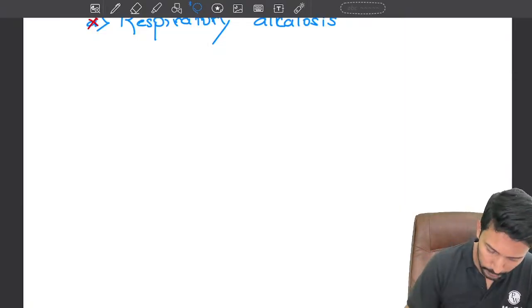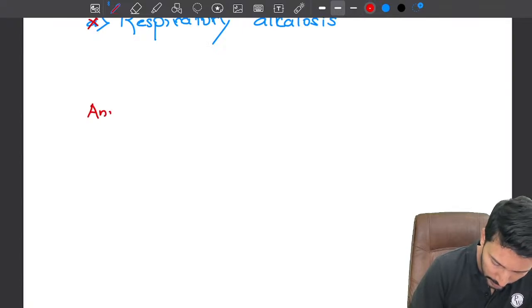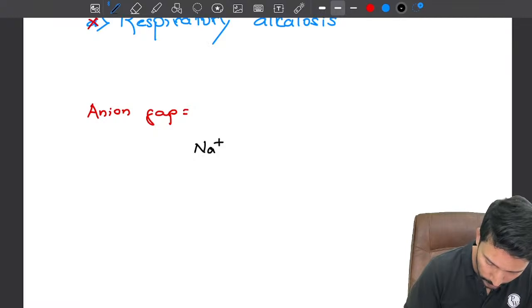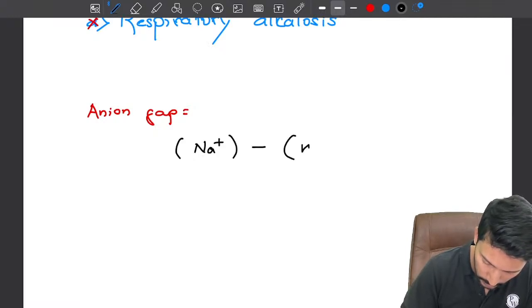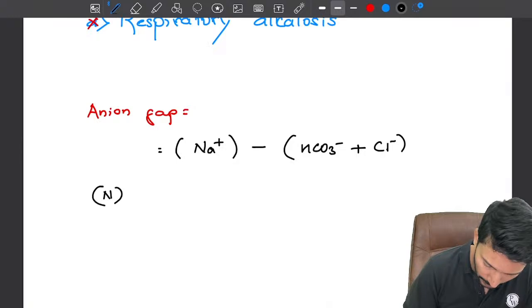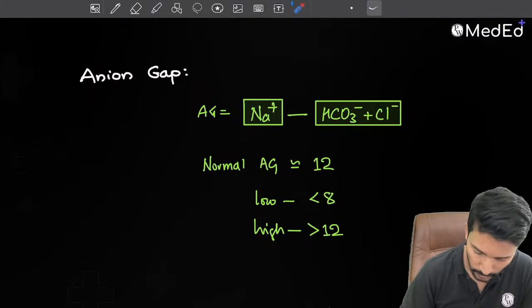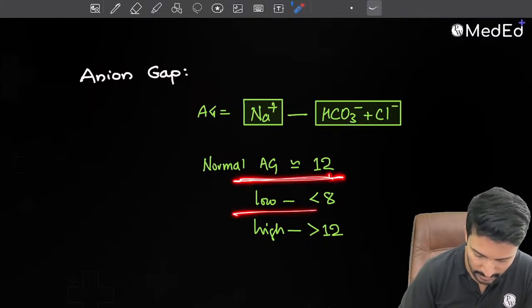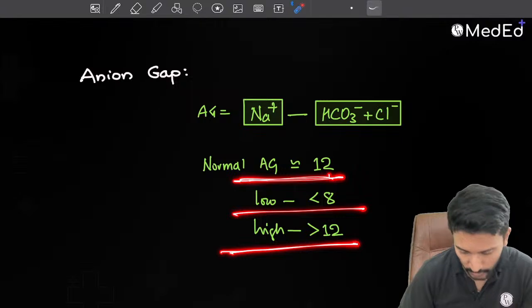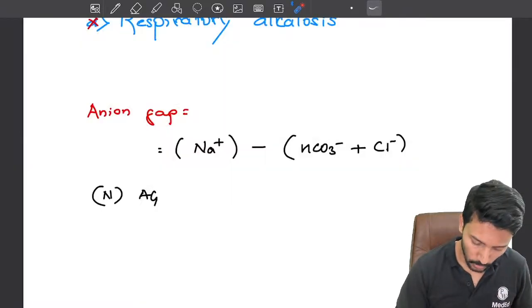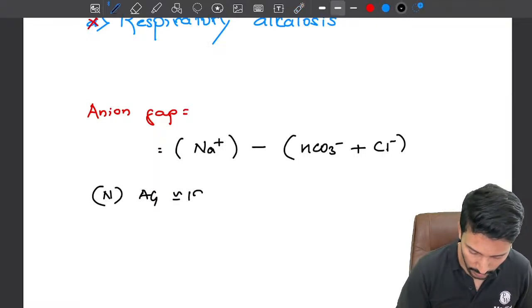Now if anion gap is defined that way, then let us calculate it. Anion gap equal to sodium minus bicarb plus chloride. The normal anion gap is around 12. When it is less than 8, we call it low, and when it is more than 12, we call it high. I want you to remember 12 as the number. More than 12, we call it high anion gap metabolic acidosis. So normal anion gap is approximately around 12.